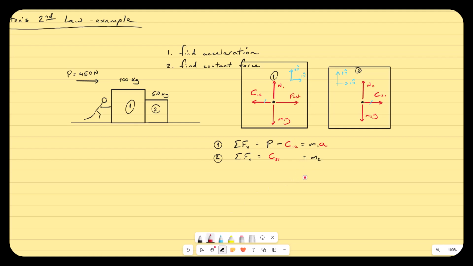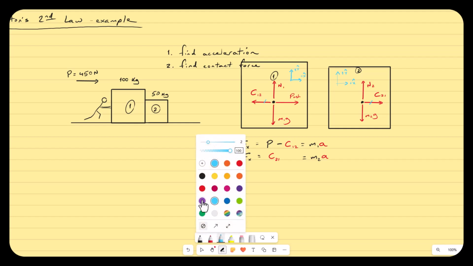Here's M2A. Now a couple of things. These two have the same acceleration. So these two forces are equal.